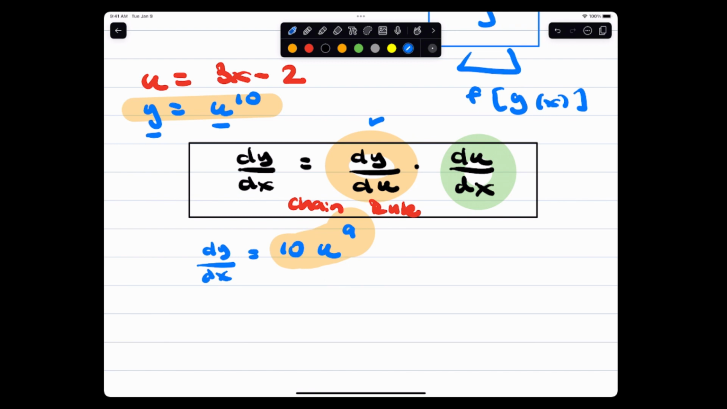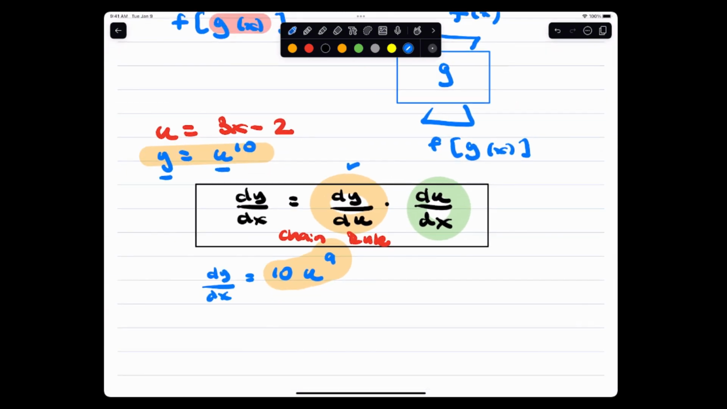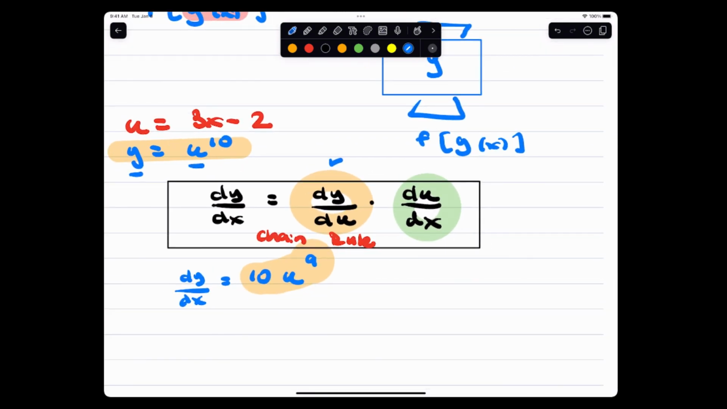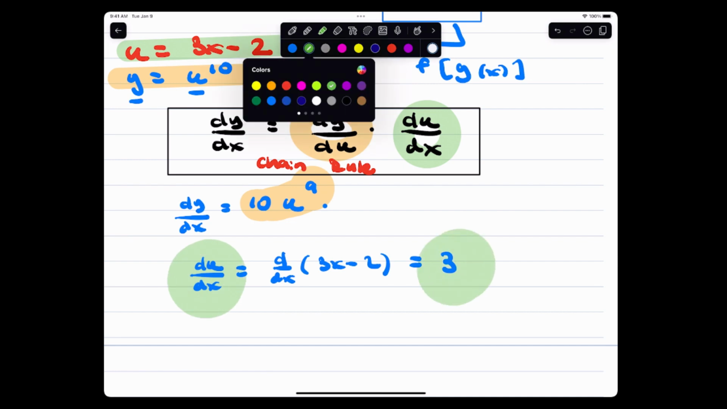Now, what's the green portion? I need du, what? With respect to x. So what is that going to be? Well, you got to go back where? Up here. This is my u with respect to what? x. So I'm going to write it down this way. What is du dx? You guys know? Well, I differentiate with respect to x my u, which is 3x minus 2. What does that give you? Is that 3? So, ladies and gentlemen, that portion is what? 3.